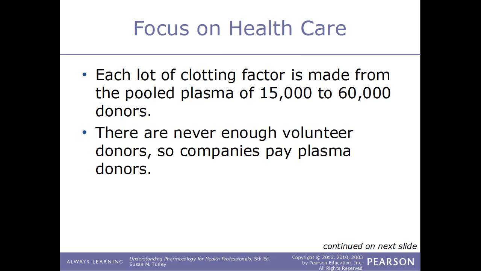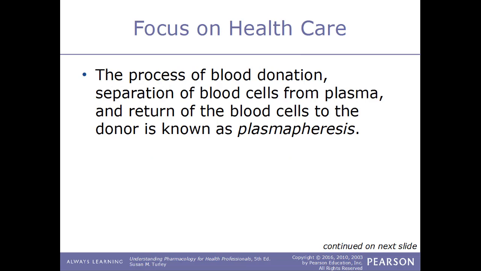All right, now we'll talk about a focus on healthcare. Each lot of clotting factor is made from the pooled plasma of 15,000 to 60,000 donors. There are never enough volunteer donors, so companies will often pay plasma donors. The process of blood donation, then separation of the blood cells from the plasma, and then the return of blood cells to the donor is called plasmapheresis.